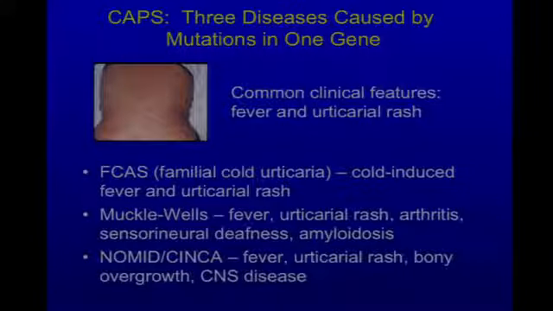And then the most severe is a disease called NOMID, neonatal onset multisystem inflammatory disease. In Europe, it's called CINCA syndrome, chronic infantile neurologic cutaneous and articular syndrome. And that is a disease in which there's fever, hives-like rash, bony overgrowth of the epiphyses of the long bones, and most devastating, CNS disease. These patients develop basically a chronic aseptic meningitis that leads to blindness and deafness and mental disability.